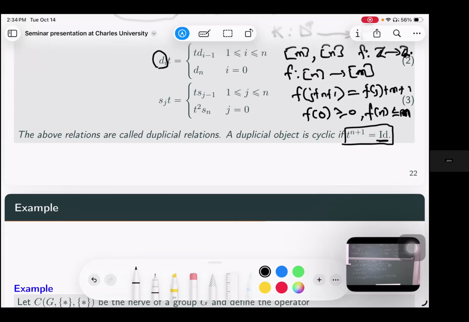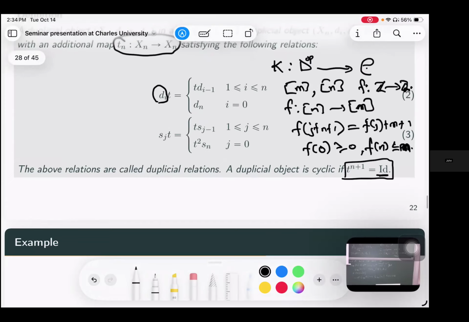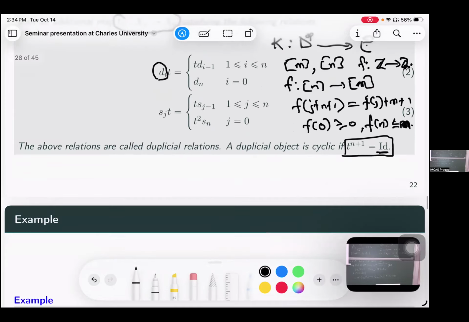Yes, I think I see. So basically the functor definition would be the same. You just change the category on the left side. Yes, okay, and we have more information there. Yes, thank you.